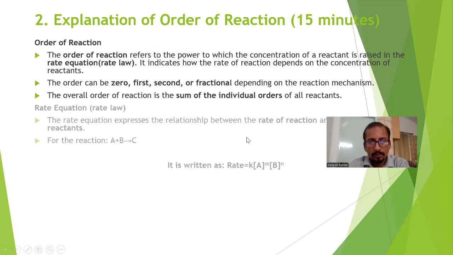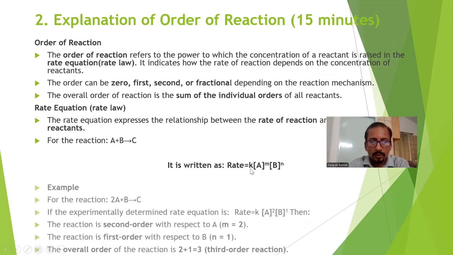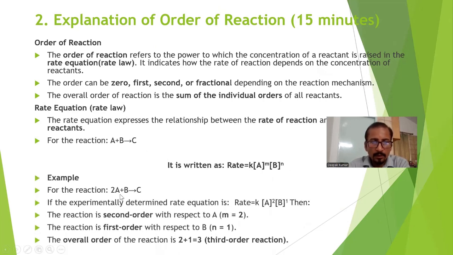How can we go about it? Just see the example. For this reaction, A plus B gives C. You can look at my cursor where it is moving. So rate can be written as: rate R is equal to K, [A] raised to the power m, [B] raised to the power n. These are all molar concentration terms, meaning molarity of A and B. And here K is called the rate constant. For example, for 2A plus B gives C, we can write the rate equation as rate equals k [A] square [B] to the power 1.